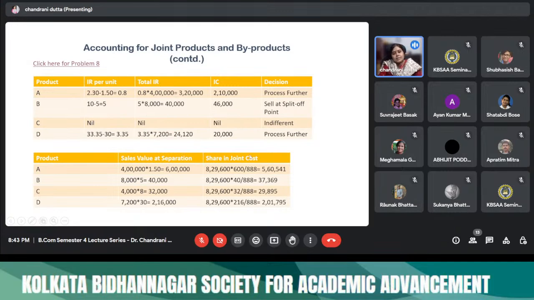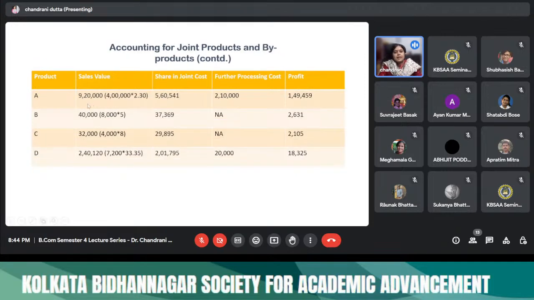For D, the same thing that we did for A will be done. I will take the sales value as finished product, deduct the share of joint cost, and deduct the further processing cost also. Okay, this is how I have to proceed. So I have taken the sales values accordingly. For A and D, the sales value of the finished product, and for B and C, I have taken the intermediate sales value. For C it is the same, intermediate or finished doesn't make any difference, but whatever, we're taking it. Now share in joint cost, we have just calculated that, so we are deducting that, and further processing cost is deducted only for A and D; for B and C it's not applicable.